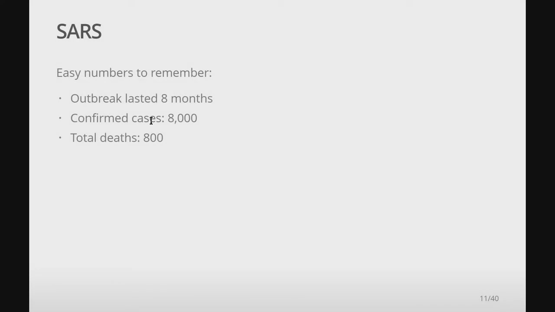Okay, so let's talk a little bit about SARS. The numbers for SARS are really easy to remember. The outbreak lasted 8 months. 8,000 people got infected. 800 people died. Okay, so it's the 3 8s. You can't go wrong. SARS, super simple. But it lasted 8 months, right? And 8,000 cases in 8 months, we're like, oh, okay, cool.